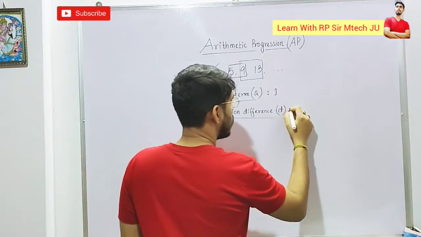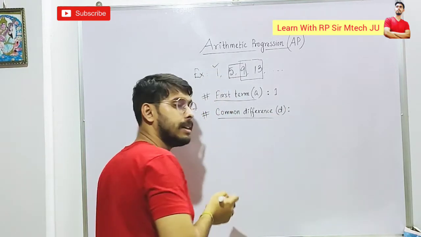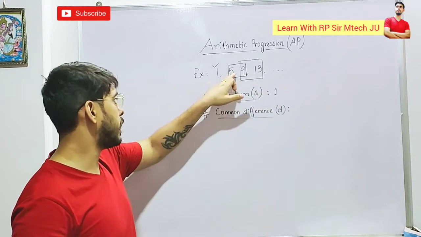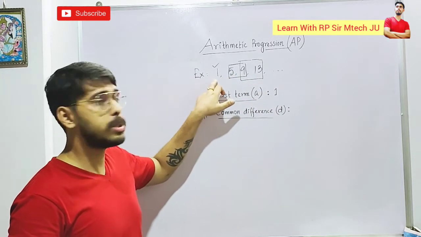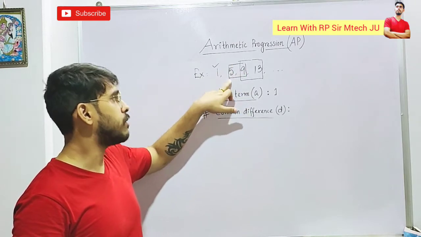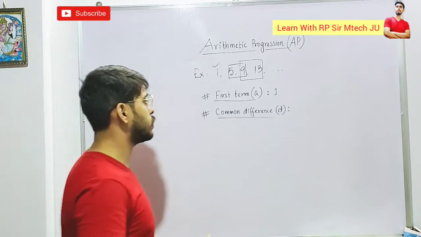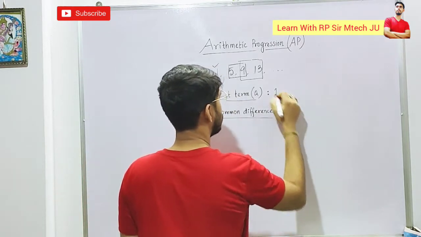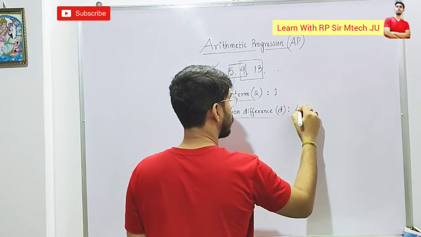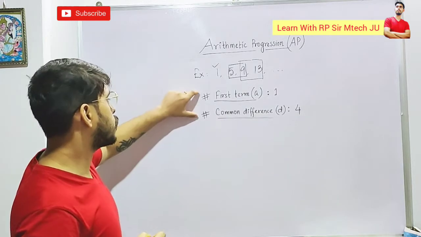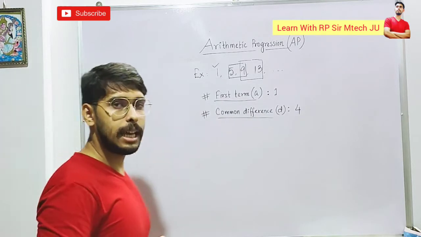So in an AP, as I have said, the common difference will always remain the same. So 5 minus 1 will be equal to 9 minus 5, which will also be equal to 13 minus 9. So that is the common difference, and here the common difference is 4. So these are the two important factors in any AP.